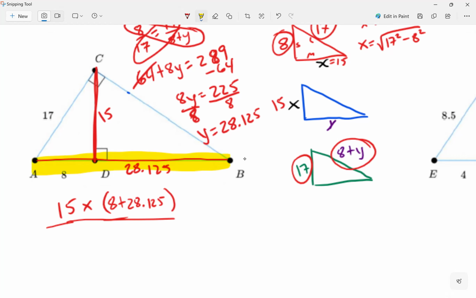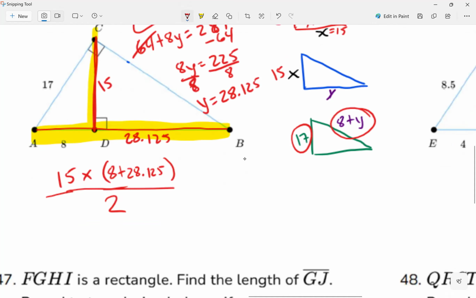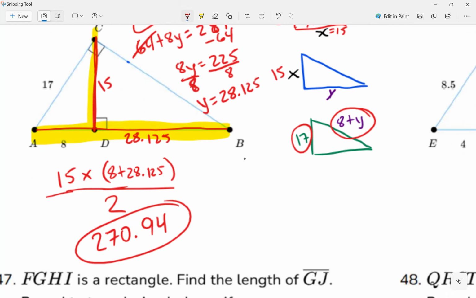Okay, so multiplying those two sides, and then, like I said, I multiply by 15, and then all of this divided by 2. So I'm literally going to type that on my calculator. So 15 times, open parentheses, 8 plus 28.125, and then all divided by 2, and it gives me 270.9375. I'm going to round it to 2 decimal places. So I'm going to call this 270.94. Nice.